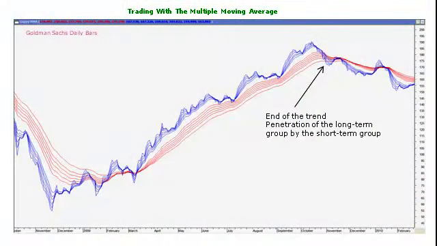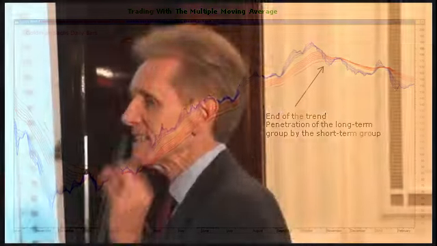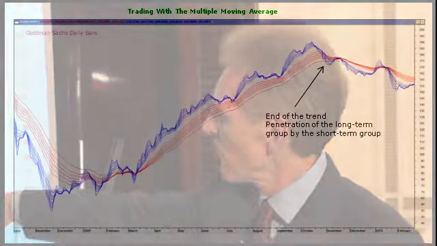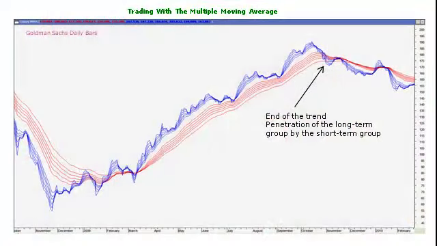Now, here, we've got an end of trend. It's a penetration of the long-term group by the short-term group. And until you see this, the trend is not broken until you get a penetration of the traders through the investors. And every trend is started by the short-term traders, but it's established by the long-term traders. And this is what we use the technique to do, to really pinpoint when the trend is underway.